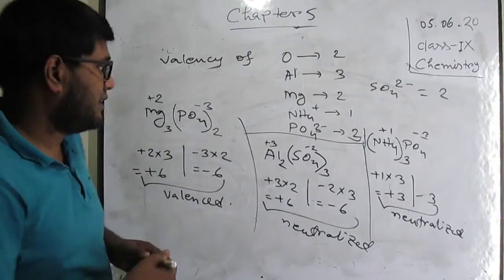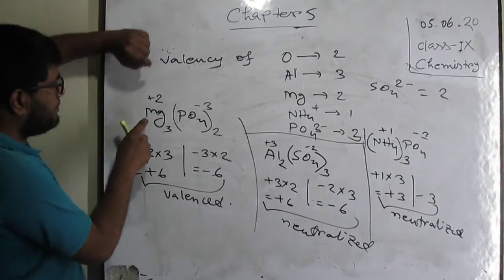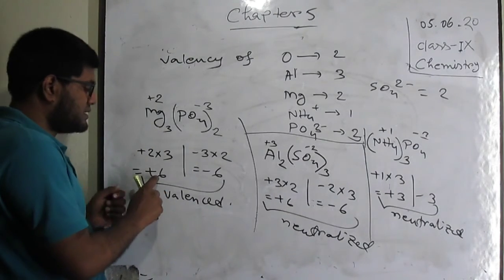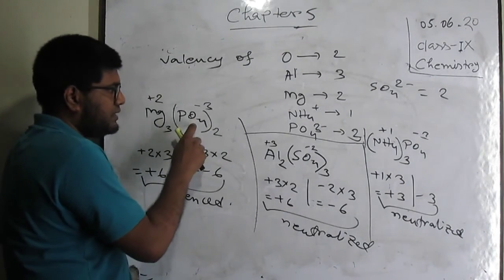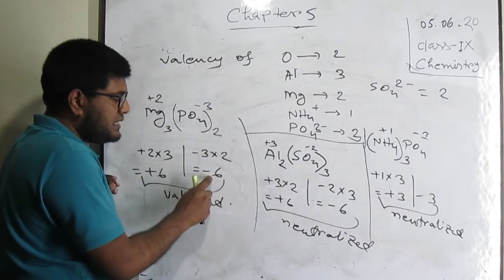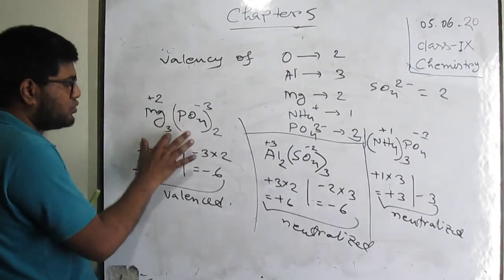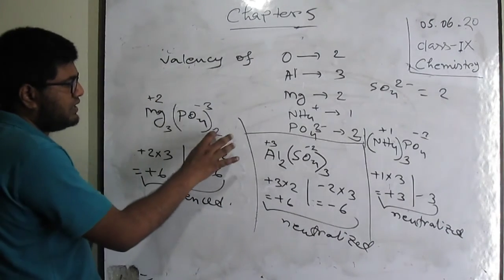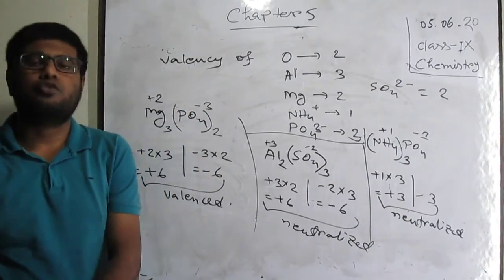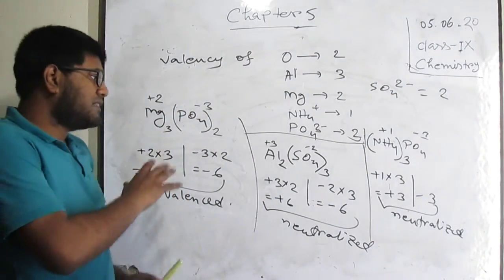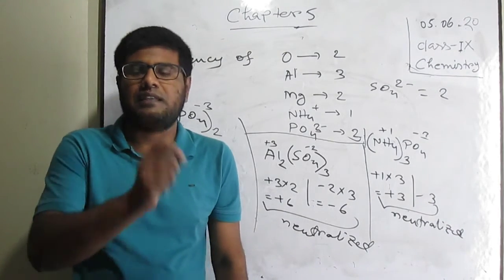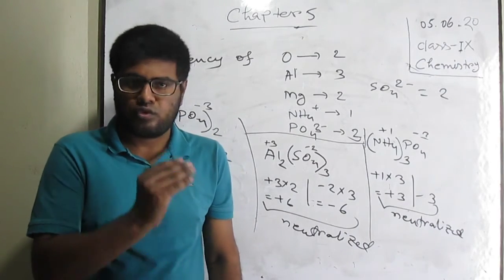So you can ask me, sir, please repeat it again. Actually, the valency of magnesium is 2. So 3 magnesium atoms donate 6 electrons, and the valency of phosphate is 3. That's why 2 phosphates accept those 6 electrons. So plus 2 into 3, plus 6, minus 3 into 2, that is minus 6, then plus minus balanced. So this is the way to write the formulas. To write the formulas, the valency is very important. We should memorize the valency of specific elements and radicals. So you should memorize it.